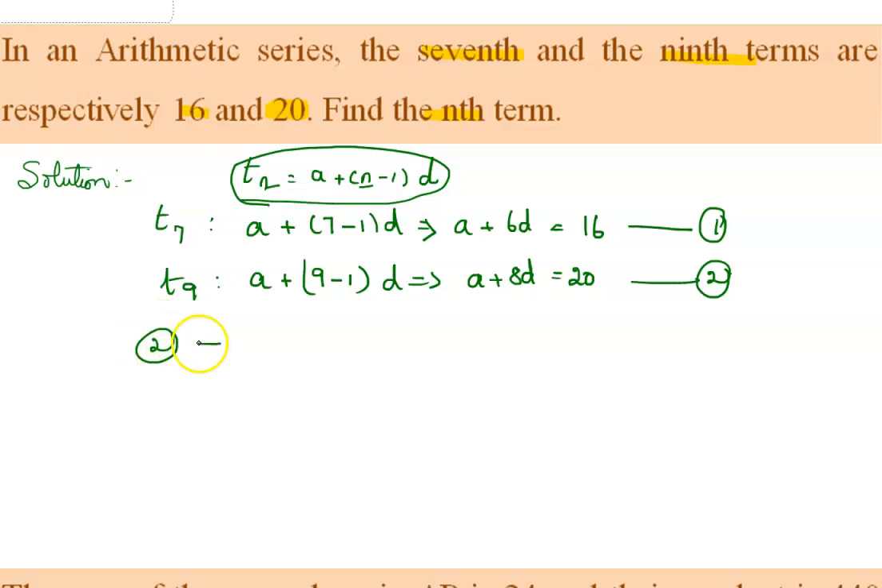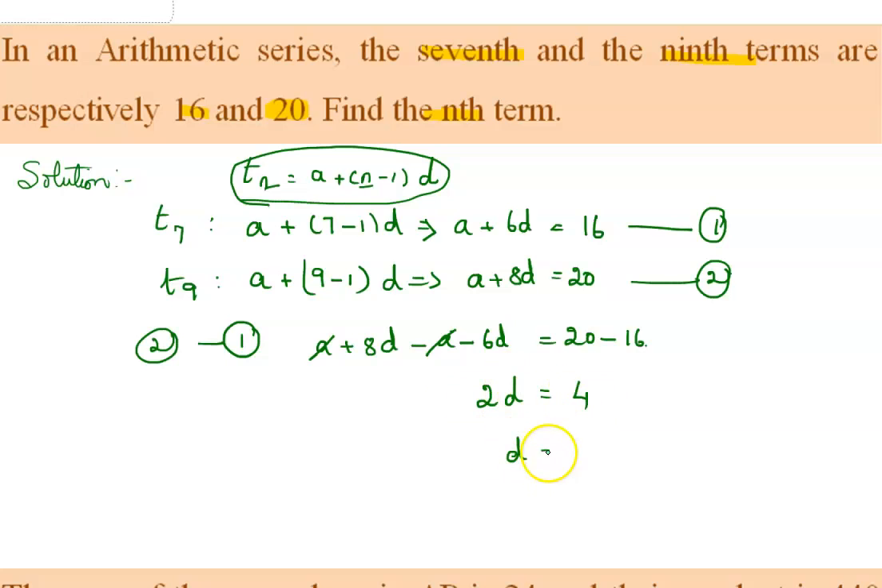So now we will take 2 minus 1. By subtracting 1 from 2, we get a plus 8d minus a minus 6d equal to 20 minus 16. Here we can cancel plus a and minus a. 8d minus 6d is 2d, which is equal to 4. Therefore d is equal to 4 by 2, which gives d equal to 2. That is the common difference.